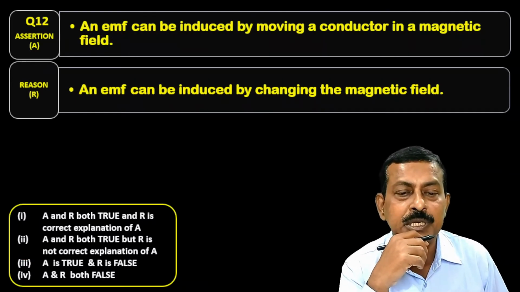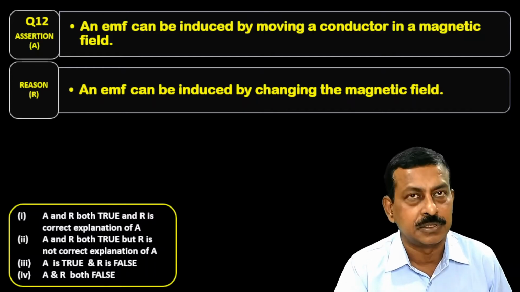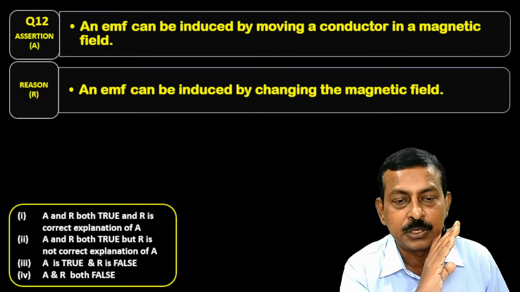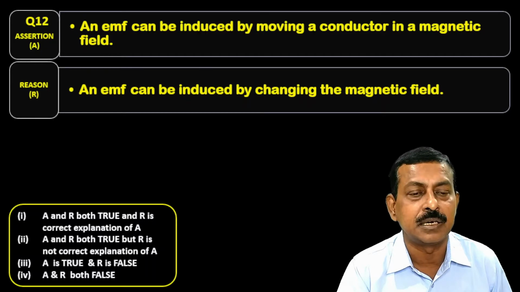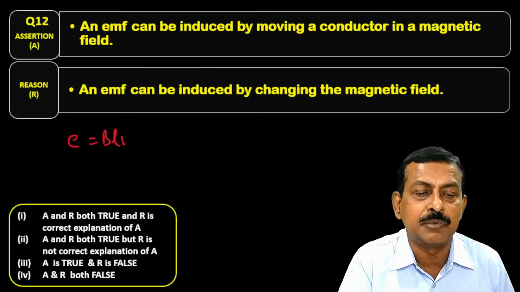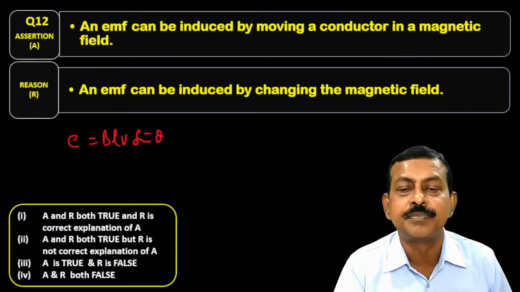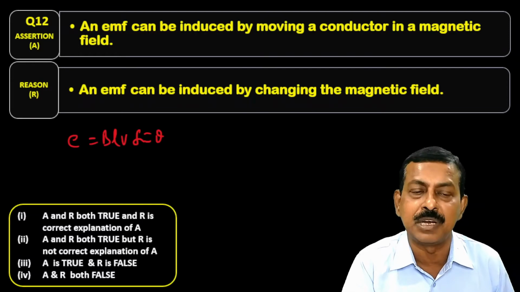An EMF can be induced by moving a conductor in a magnetic field. This is true. If you have a conductor and you are moving the conductor in a magnetic field, in that case we have seen that the EMF will be developed, which is your BLV sine theta. So you have a conductor moving in the magnetic field, so there will be EMF developed.